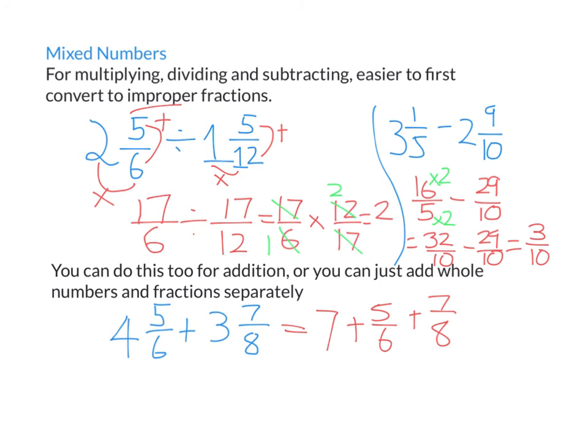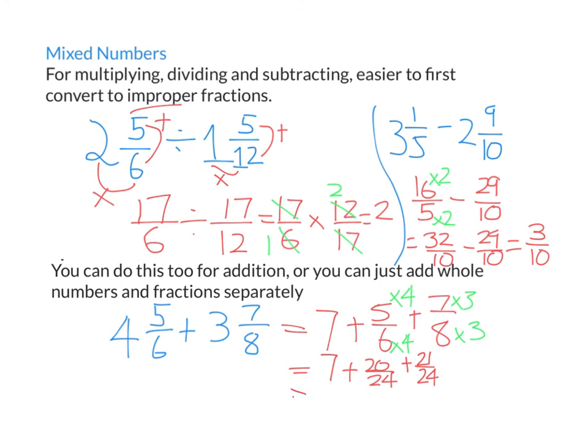So if I times top and bottom by 4, and I times top and bottom by 3, I will have equivalent fractions with the same denominator. So 5 over 6 becomes 20 over 24, and 7 over 8 is 21 over 24. So now I have two fractions with the same denominator. I just add their numerators, 20 and 21.